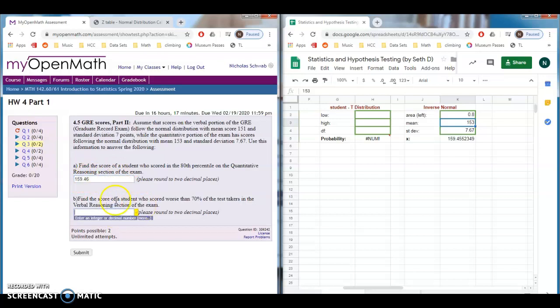And you can do the same thing here, except this one's worded differently. It says, find the score of a student who scored worse than 70%. Well, that's really the 30th percentile, right? They did better than 30% because they did worse than 70%. All right, that's it. Just want to show how to use that inverse normal there.